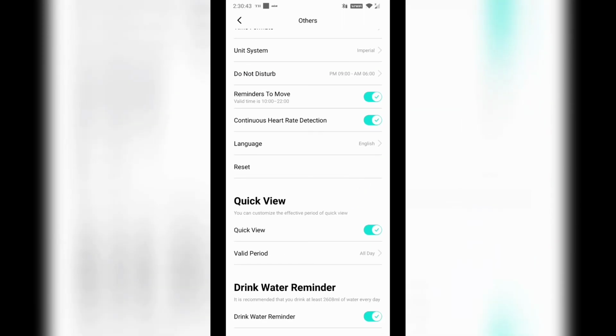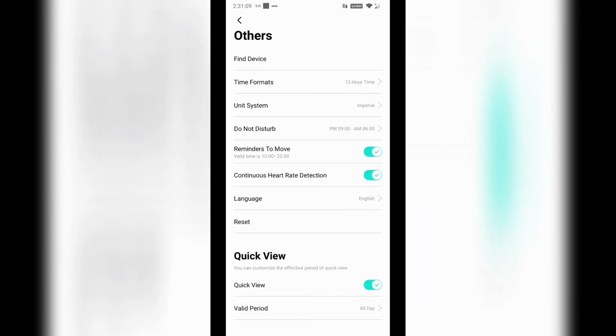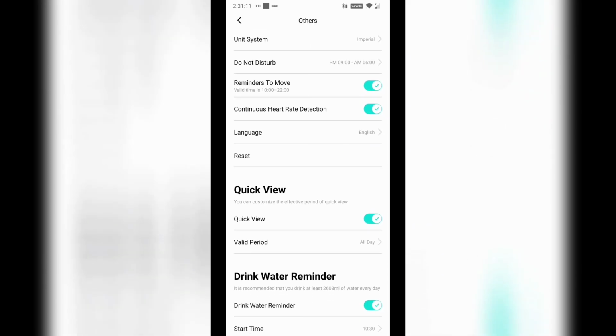Unit system, I mentioned as Imperial. Time format, I'm using 12-hour format, so that's what I mentioned. And then reminder to move, that is also one good option. For example, if you're sitting in the same place for more than an hour, the watch will notify you, please move around. Sitting in the same place for more than an hour is not good for your health, so it will send you a reminder to move around.